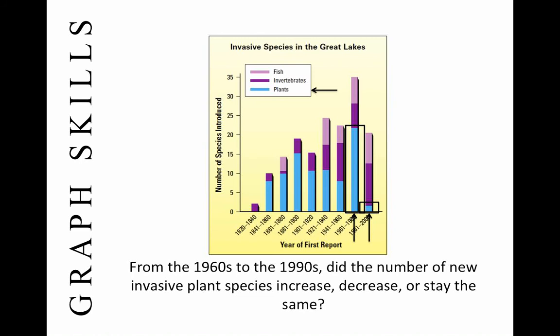Between 1961 and 1980, there were about 22 new invasive plant species. From 1981 to 2000, there were only about 2. So the number of new invasive plant species definitely decreased. Circle the correct answer in your workbook.